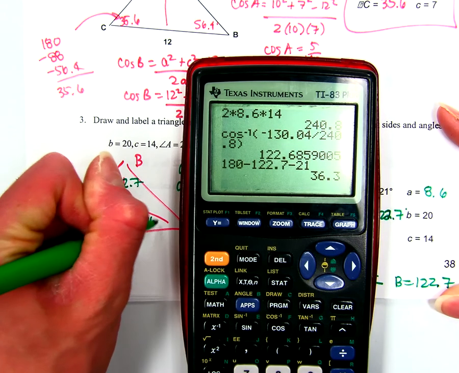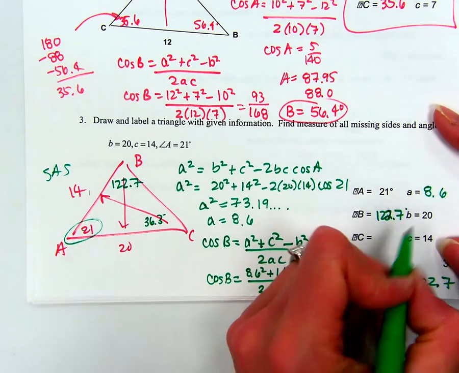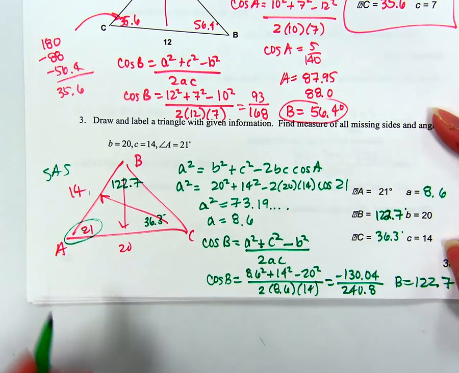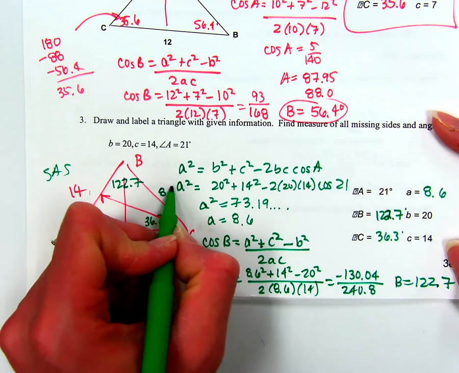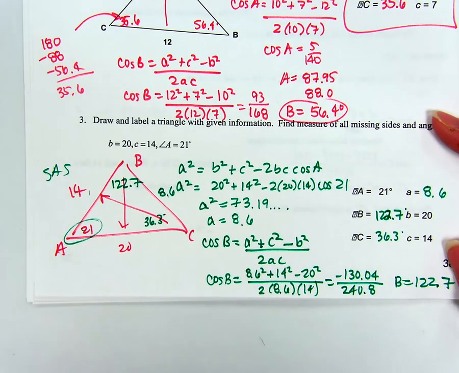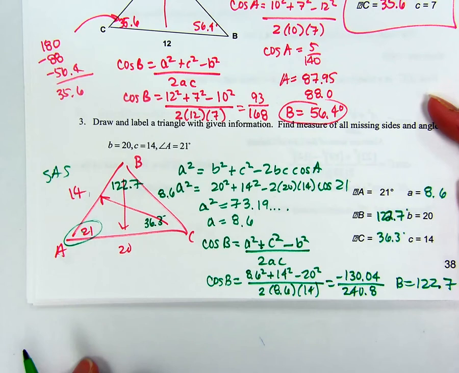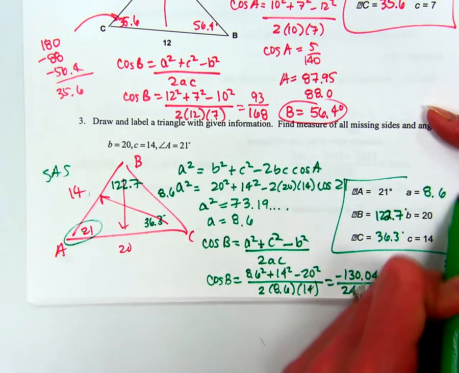That gives you your third angle, which is 36.3 degrees. And again, if you ever want to double check to see that you're doing it right, here's my largest side. That's across from my largest angle. My smallest side was 8.6. That's across from my smallest angle. So I probably did the problem right. And then you're all done.